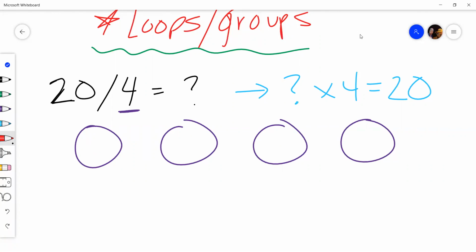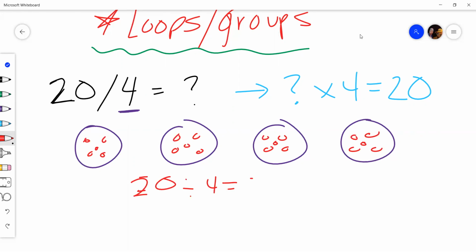Oh well, this strategy is cool. I like it. 1, 2, 3, 4, 5, 6, 7, 8, 9, 10, 11, 12, 13, 14, 15, 16, 17, 18, 19, 20. So 20 divided by 4 equals 5. This is a great strategy, but it's not always efficient because, as you can see, we can make some mistakes. So today I want to talk about how, when we distribute, we can use skills we already know, like skip counting, to help us.